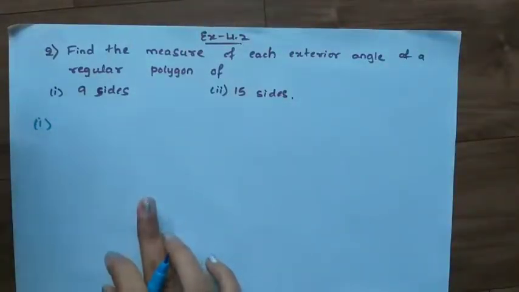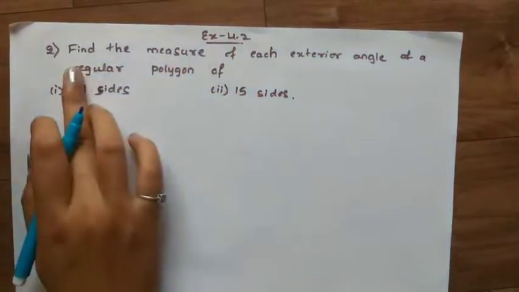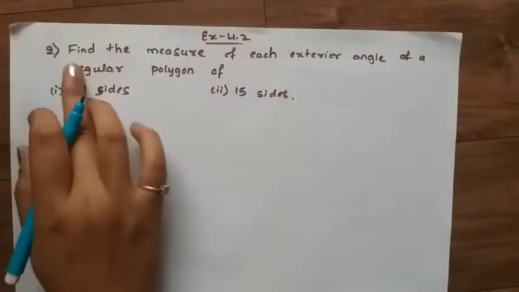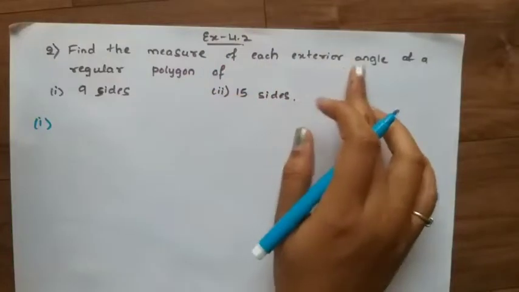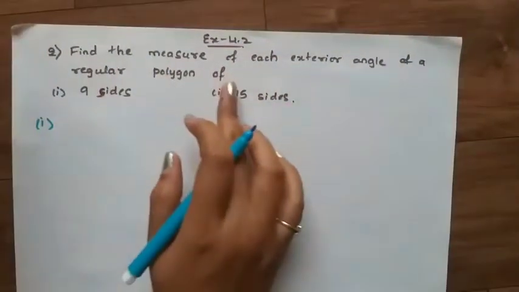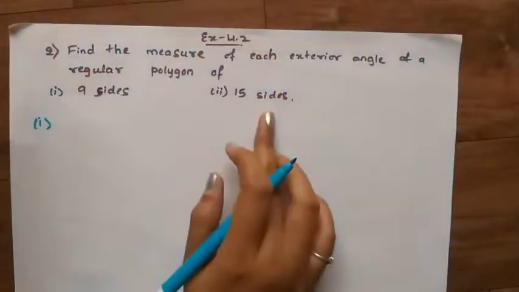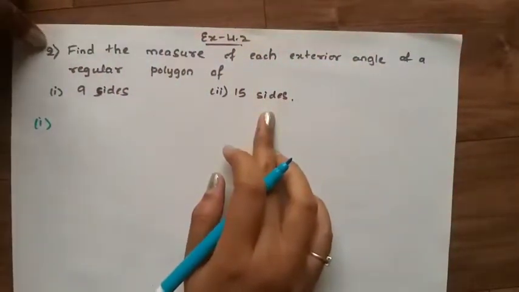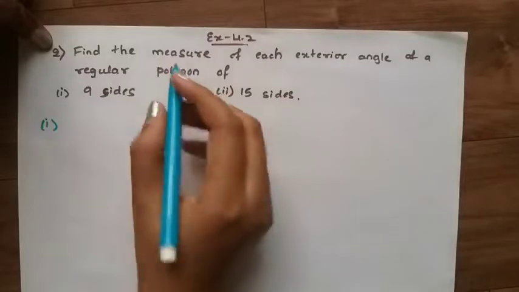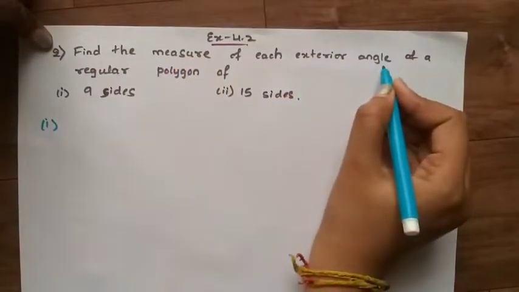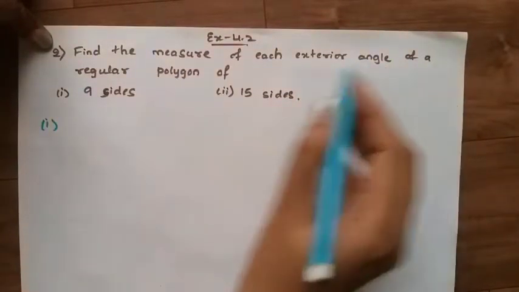Today I am going to discuss exercise 4.2, second question. See the question first: find the measure of each exterior angle of a regular polygon of, in that we have two sub questions, 9 sides and 15 sides. Let's start the solution. Here what we have to find? We have to find each exterior angle.